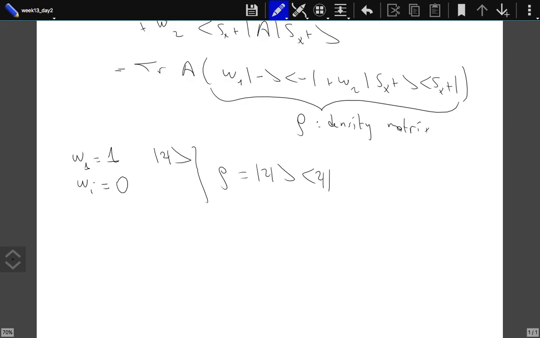Now, if you are given a random system, of course, we don't know what omega 1 and omega 2 are. We know that there are some values, the omega i's, but we don't know what they are. We need to measure them.